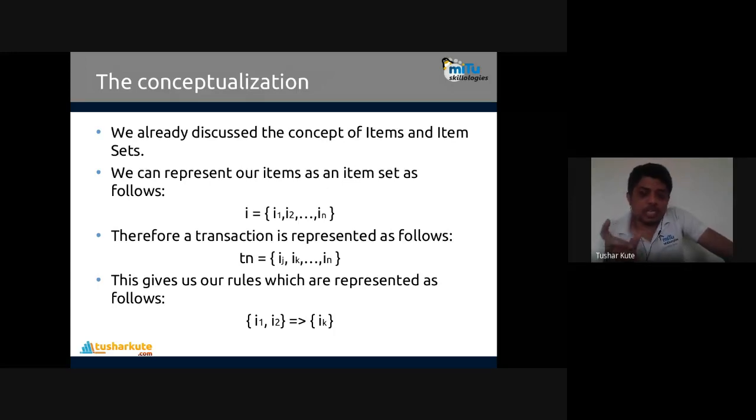In a set, data are not duplicated. Entries, items, products are not duplicated. That is a set. So I1, I2, I3 till IN, N number of items I am having in my item set. Using this idea, I will create a transaction. TN, the nth transaction. A transaction is a set of random items which are purchased from the store. Let's say I1, IJ, IK, IN, IM, IO, IP, any number.